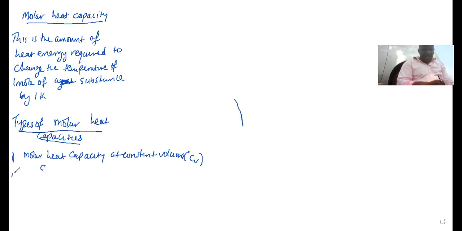The second one is called molar heat capacity at a constant pressure.